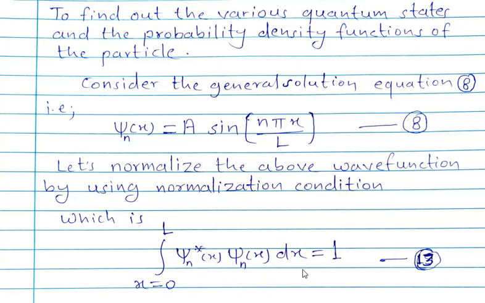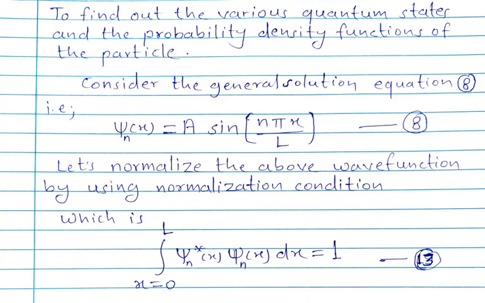Now the integration of all such probabilities for all regions of the one-dimensional box, where x varies from 0 to L, results in 1. This probability will be 100%. So this equation number 13 is known as the normalization condition. Now by using this normalization condition, we can normalize this wave function psi n of x.